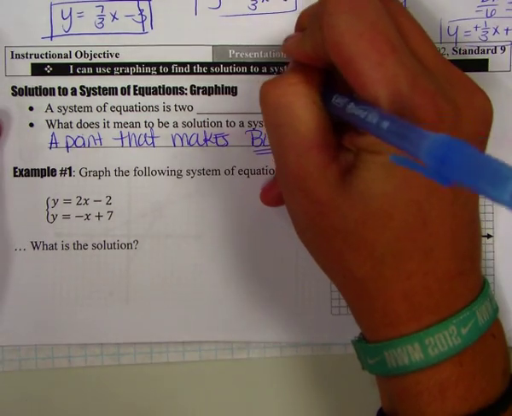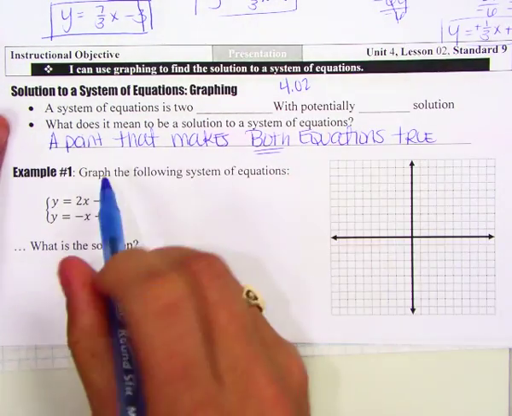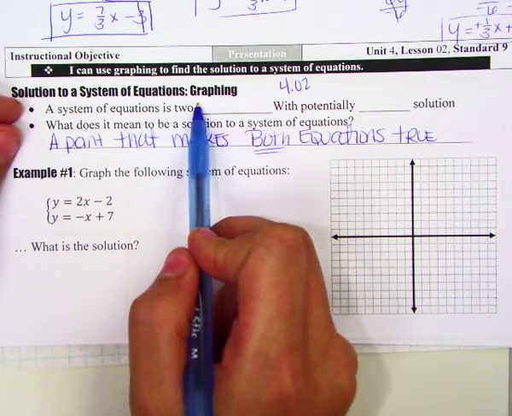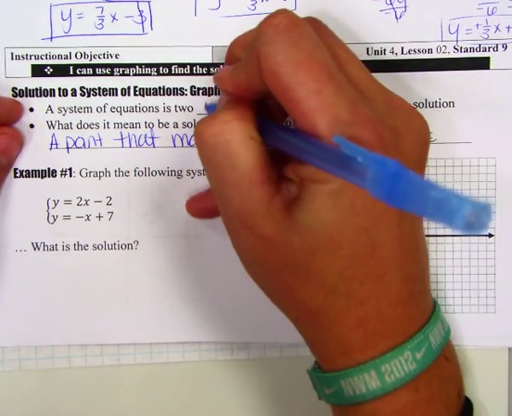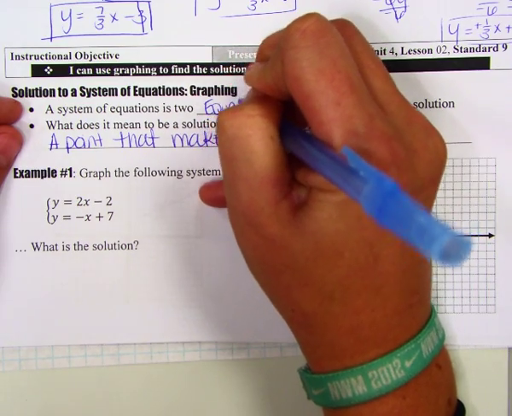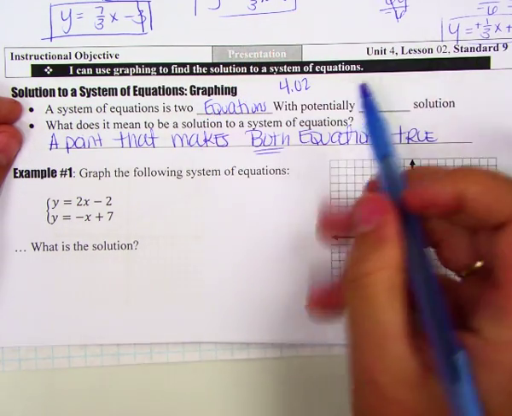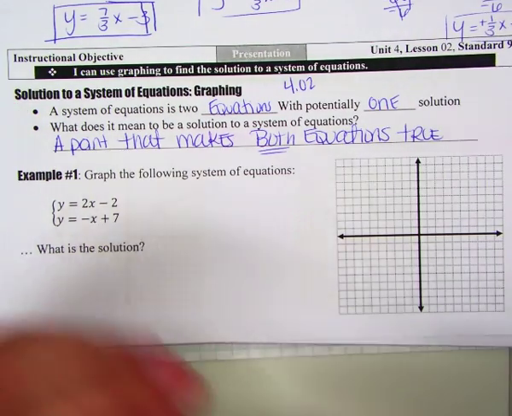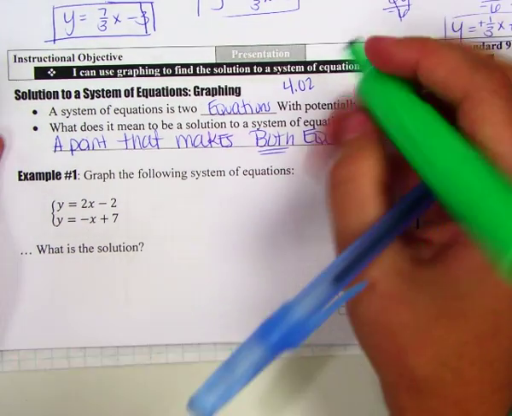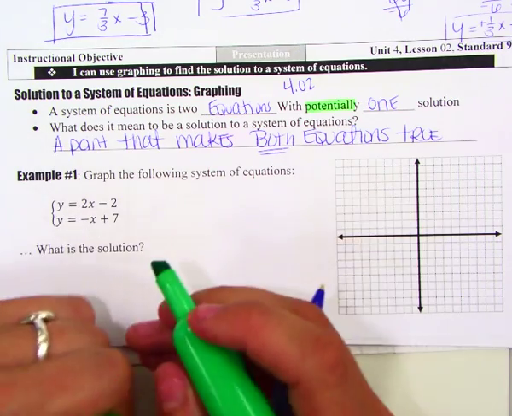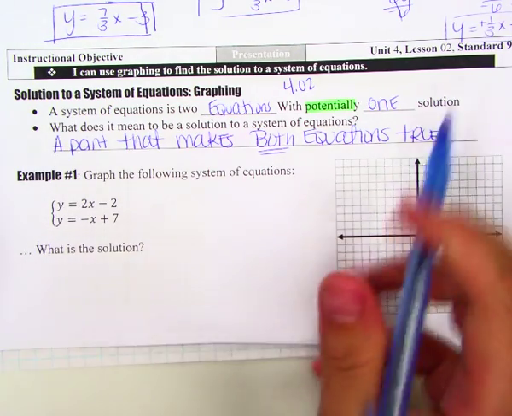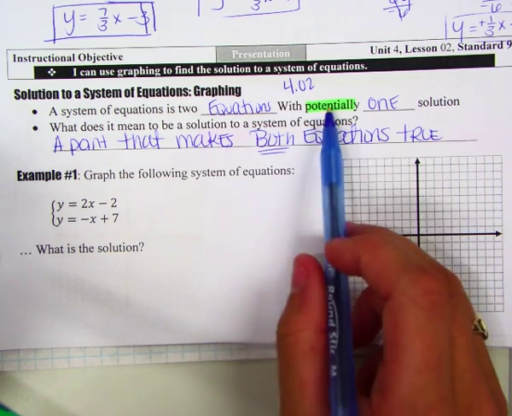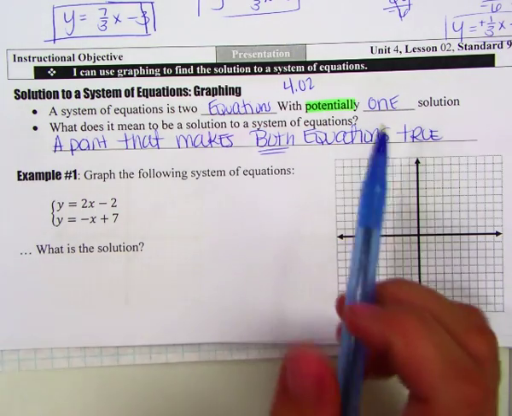All right, this is lesson 4.2, which is solving systems of equations by graphing. So, quick review, a system of equations is two equations with potentially one solution. Now, it says potentially here because we're going to talk about it later. Later in the unit, there might not be one solution, okay?